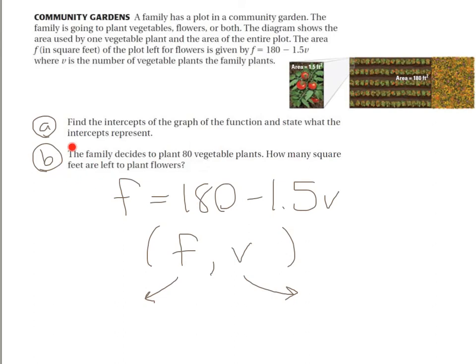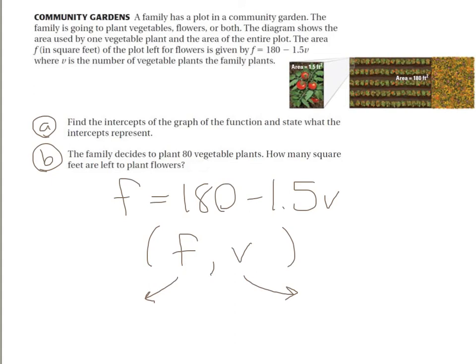And then for part B, the family decides to plant 80 vegetable plants. How many square feet are left to plant flowers? Okay, so you'll have to solve for that, similar to that last part in the basketball example. Instead of points now, we're talking about area, and we're talking about plants. But let me give you a little hint here. Let's go back right to the beginning. It always helps to write out the equation given to you, and then determine what one single ordered pair is telling you in the context of the situation here.